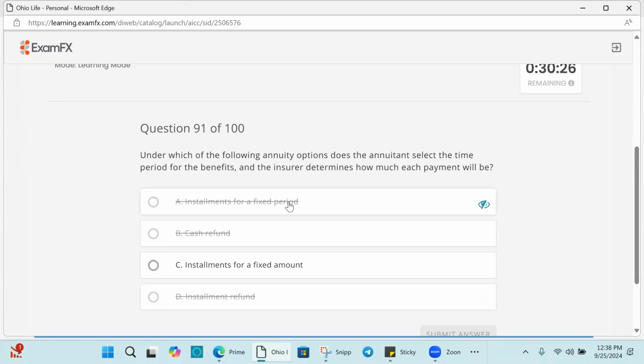The annuitant selects the time period. So they're selecting installments for a fixed period. Really, it's not about the company, it's about what the insured, the client, wants. If the annuitant selects the time period, the company is going to determine how much just by doing the math. If the annuitant selects how much, then the company is going to select the time period based on the math. So the answer, you just stop right there. They select the time period for the benefits.